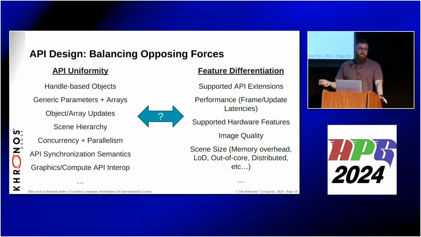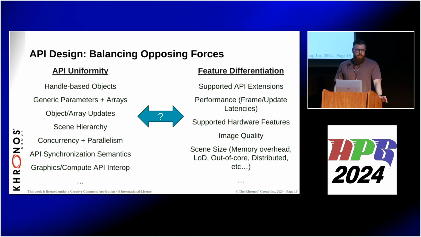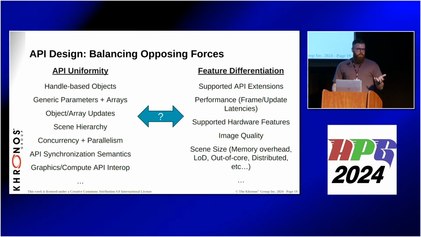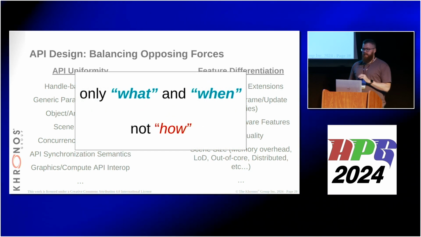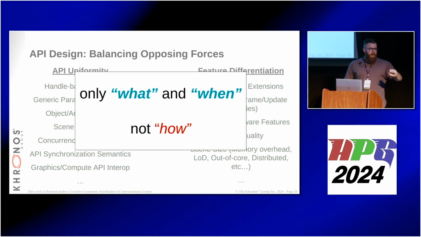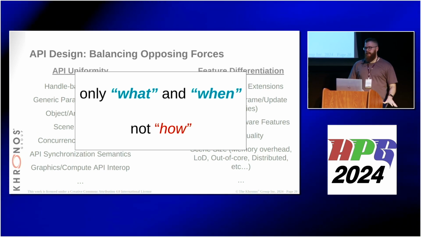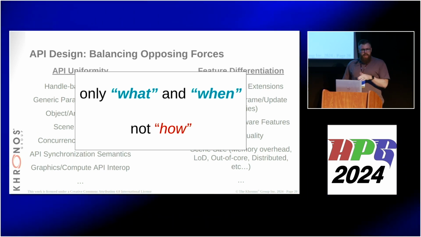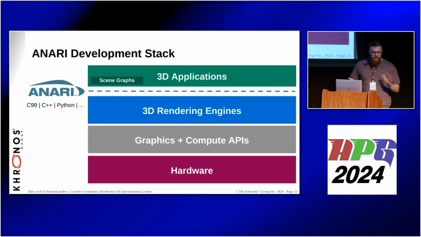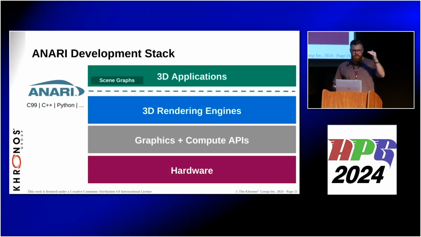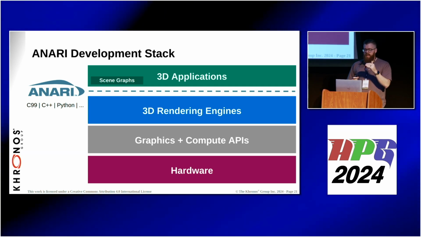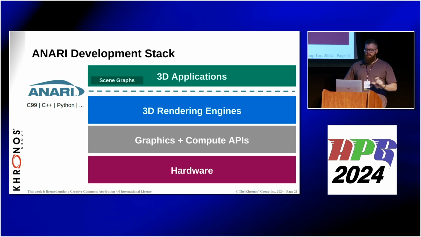And so how do you balance these two? This is a really tough question to answer. And we think we came up with a pretty good philosophy behind how you can balance these two things. And that's for ANARI to say, you give me the what and the when, but I'm going to let my engine determine how that happens. And so the way that pans out, I think maybe is more obvious if you look at the software stack, which at a very high level looks like this. You have applications who use ANARI. ANARI is interfacing with individual specific engines, and then that's where you're going to talk to graphics APIs and hardware.